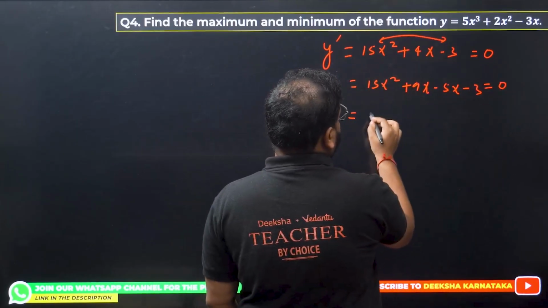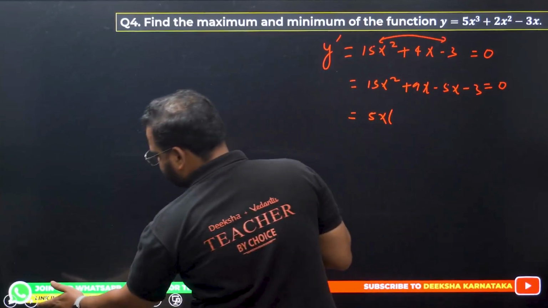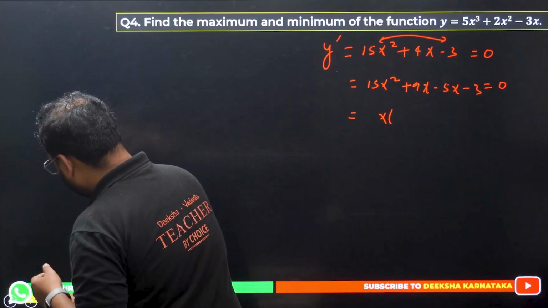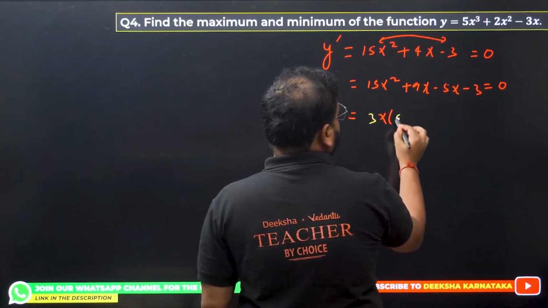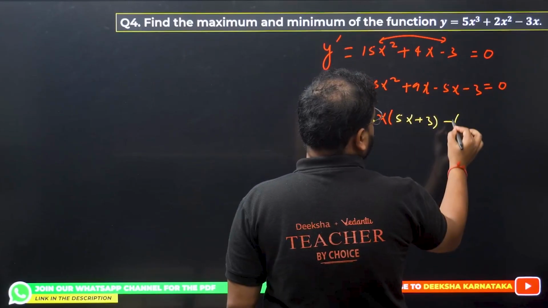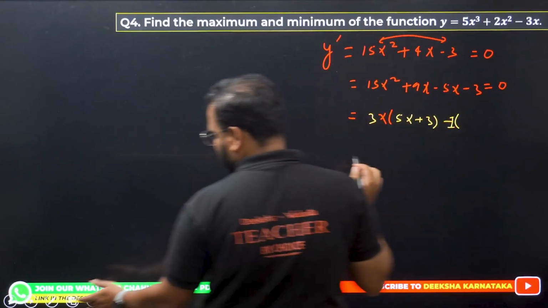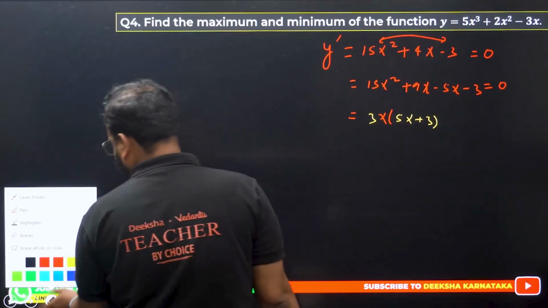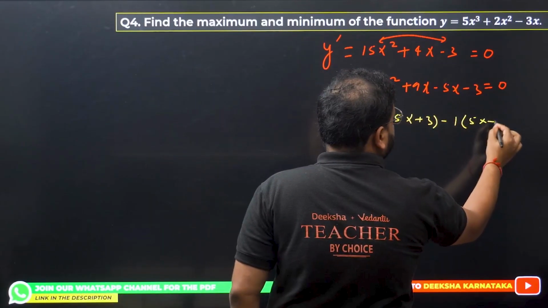I get 3x common over here, not 5x. My bad. This is 3x, okay? This 3x, I get 5x + 3. Take the minus sign common, minus 1 is common actually. So minus 1 common, I get 5x + 3 equal to 0.